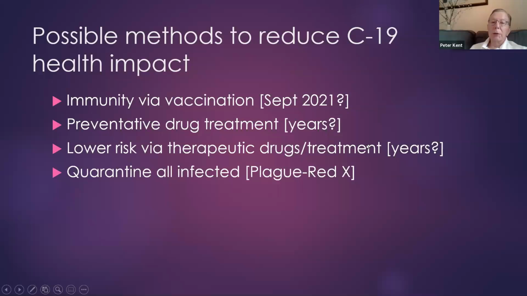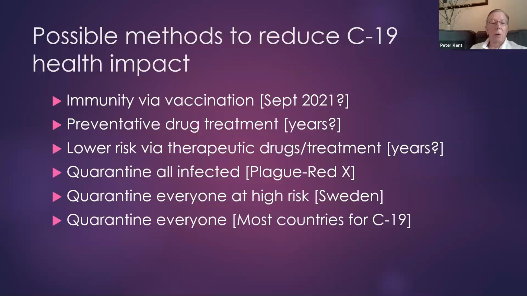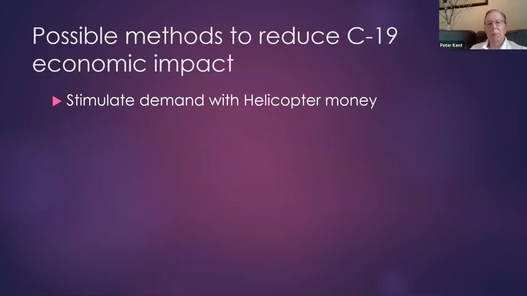You could quarantine all the infected people. This would be how it was done in the plague in the 1600s, big red X on the door. You could quarantine everybody at high risk, which is a Swedish method. Or you could do what almost all the rest of the countries in the world are doing, which is quarantining everybody. And these are some of the possible ways you could reduce this impact medically.